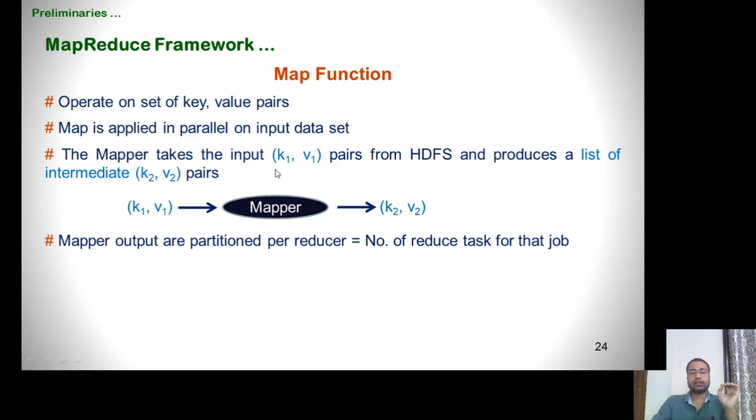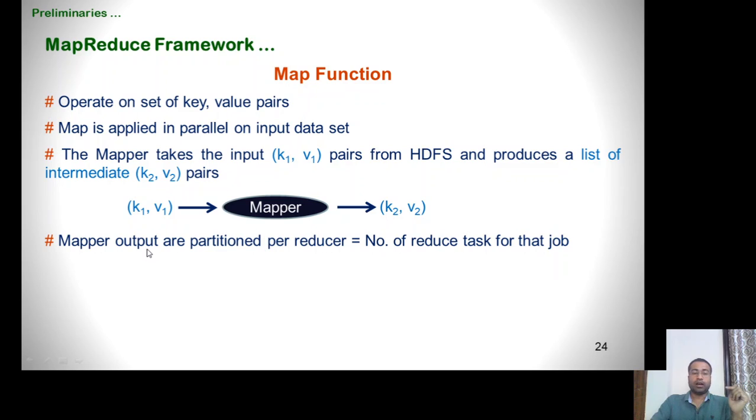So the mapper takes the input. For example, suppose this key value pair is named K1, V1 pairs from HDFS. So the mapper reads data from HDFS, where the data resides in the form of key value pairs, and produces a list of intermediate key value pairs. So it basically transforms key value pairs from one form to another. From one key value pair it can generate more than one key value pair. That's why it is called a list of intermediate key value pairs.